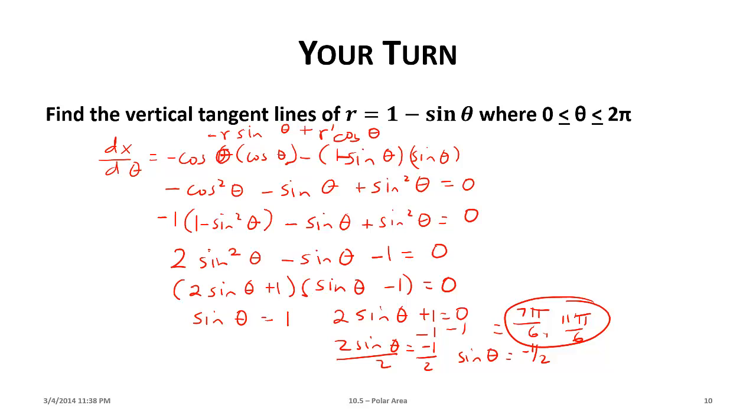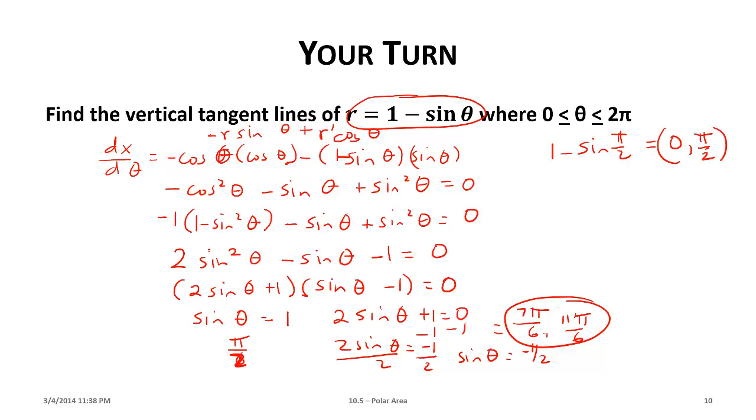Pi over 2. Why am I saying pi over 6? I can't read my own handwriting. I wrote it right there. Pi over 2. Okay. Last thing is that we need to plug it into the equation. And if we plug into the equation, r equals 1 minus sine theta. You get 1 minus sine of pi over 2, which equals 0, comma pi over 2.